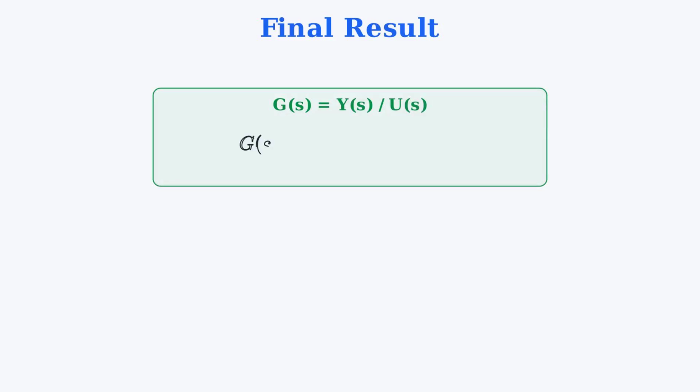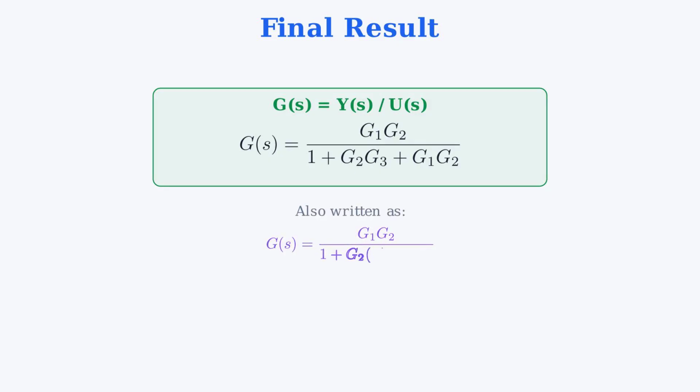Here is the final answer. G of s equals g1 g2 divided by 1 plus g2 g3 plus g1 g2. We can also factor the denominator as 1 plus g2 times the quantity g1 plus g3.